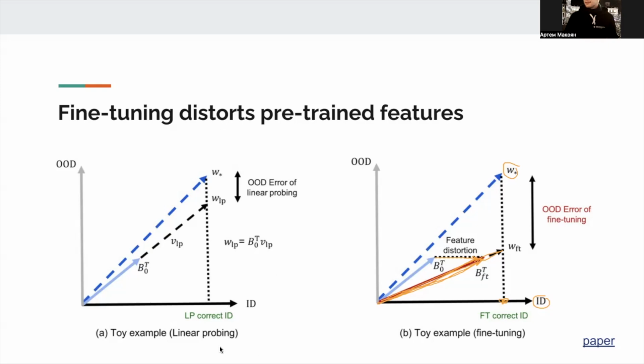Talking about linear probing, we don't change our backbone, it's the same. And after that we only train the linear head, so we can only multiply, because linear in the case of one dimension is multiplying by some constant. So we will get something like this, and out of domain error is as small as we can get.